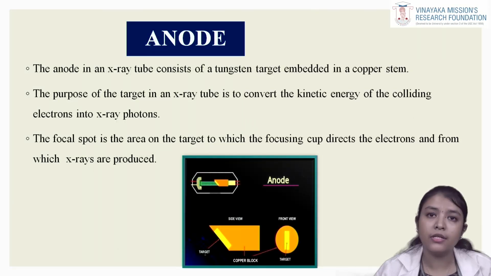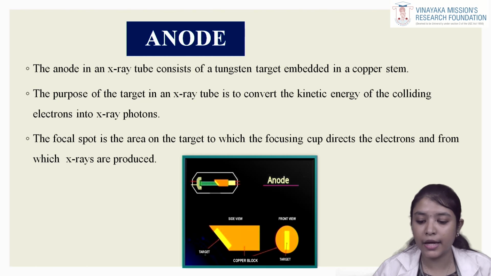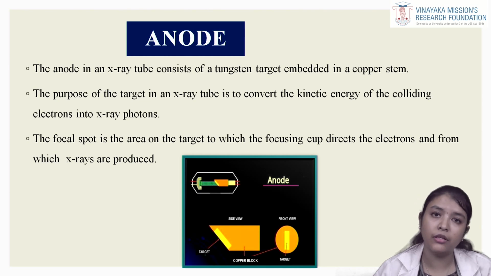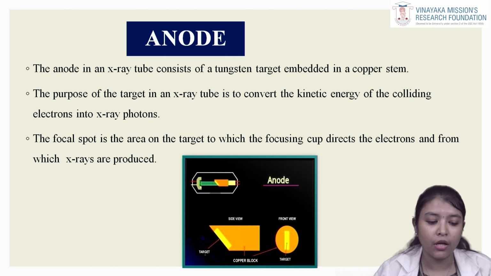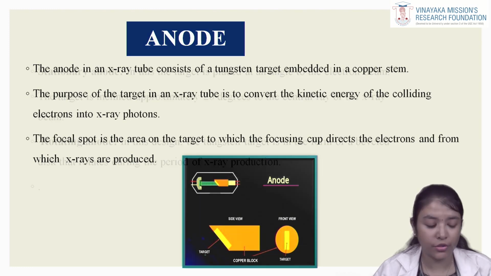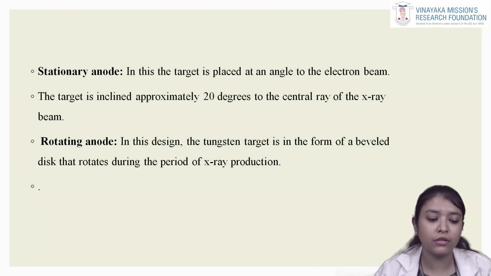Anode. The anode is present in the X-ray tube and consists of a tungsten target embedded in a copper stem. The purpose of the target in an X-ray tube is to convert the kinetic energy of colliding electrons into X-ray photons. The focal spot is the area of the target to which the focusing cup directs the electrons, from which the X-rays are produced. There are two types of anodes, that is stationary anode and rotating anode.